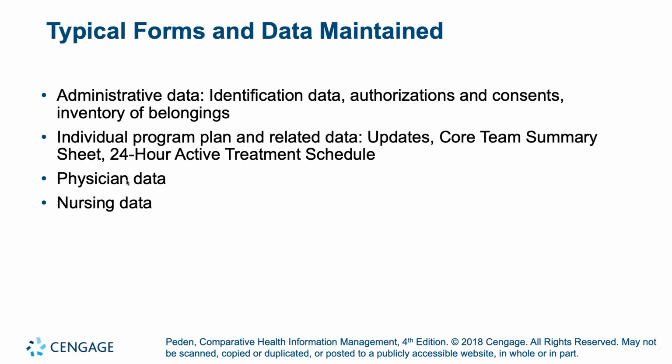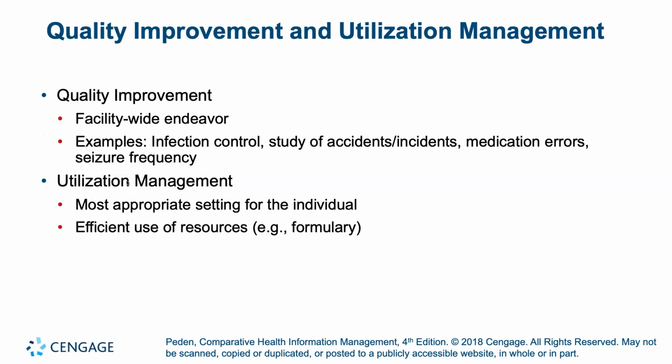So some typical forms and data that are maintained: there's identification data, authorizations and consents, inventory of belongings. There are also updates, court team summary sheets, 24-hour active treatment schedules, physician data, nursing data. There's quality improvement, looking at facility-wide endeavors, for instance, infection control in an ICF setting. Are there any accidents or incidents, medication errors, seizure frequency?